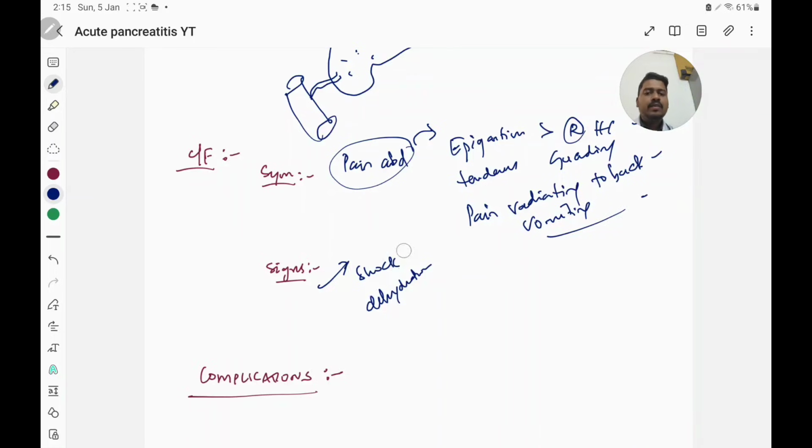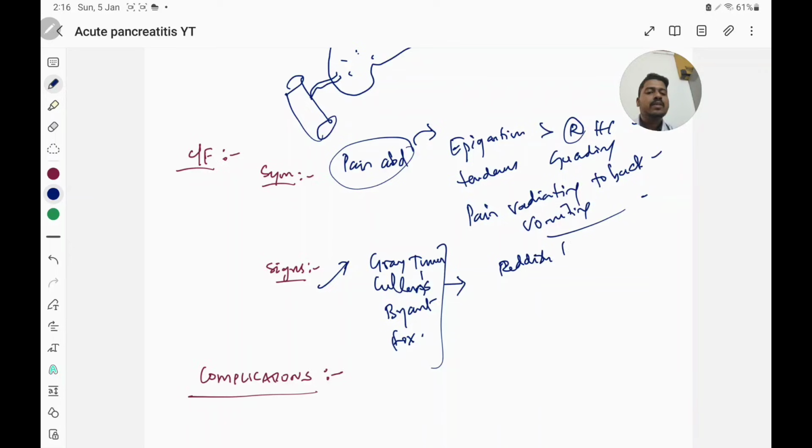Now, what are the few signs which are specific to pancreatitis? They are Cullen's sign, Bryant sign, Fox sign, and Gray Turner sign. See, all these are reddish bluish pigmentation. I think it is a very common question for NEET PG: what is Gray Turner sign and Cullen's sign? It is reddish bluish discoloration.